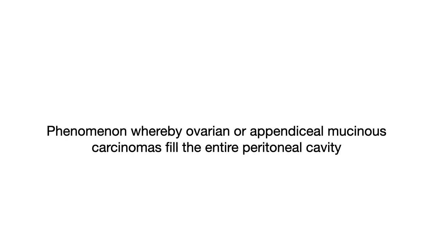This is a phenomenon whereby ovarian or appendiceal mucinous carcinomas fill the entire peritoneal cavity. This is known as pseudomyxoma peritonei. In most cases, the source is usually ovarian in origin, usually arising from mucinous cystadenocarcinomas or mucinous carcinomas of the ovary. What is the most common pathway for the initial dissemination of carcinomas? Carcinomas usually spread through the lymphatics and through lymph nodes. Melanomas also spread through lymph nodes as well.